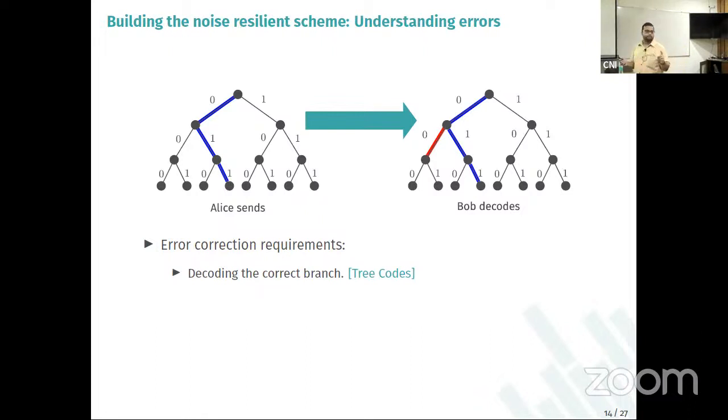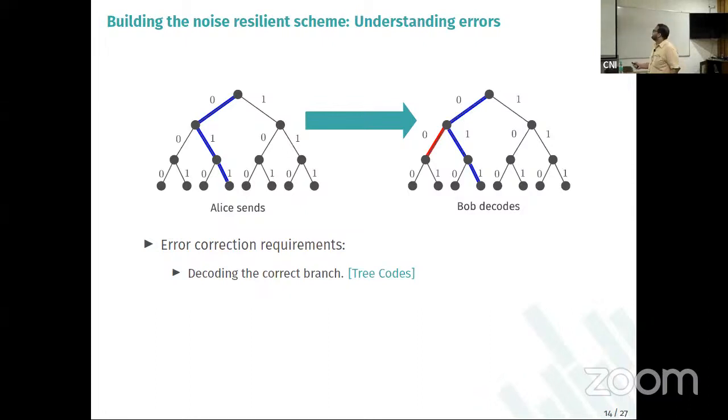Now, question: is only this enough? What do you think? Suppose we have something called a tree code. Is only this enough? Where could we go wrong even after doing a correct branch decoding?